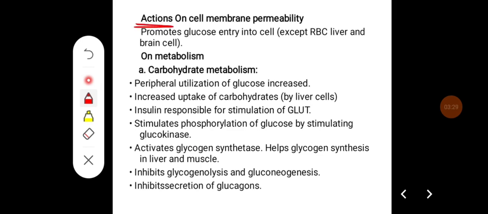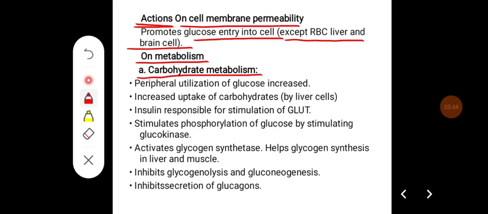Actions. Regarding the actions of insulin on cell permeability, it promotes glucose entry into the cell except for RBC, liver, and brain cells. And if you see the effect on carbohydrate metabolism, it increases the peripheral utilization of glucose, and it increases the uptake of carbohydrates by liver cells. And insulin is responsible for stimulation of glucose transporters, which are called GLUTs.